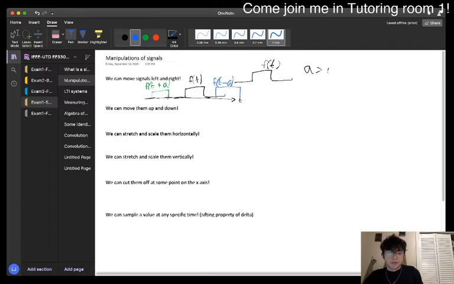So let's see. If we have our signal, we're going to move this up and down. If it's in the middle here, let's say that's 0. So if we go up, we're going to add a, and if we go down, we're going to subtract a. But I don't think it is necessary to illustrate that more. So we can stretch and scale these horizontally and vertically. We can basically just mold them into whatever picture we want them to look like.